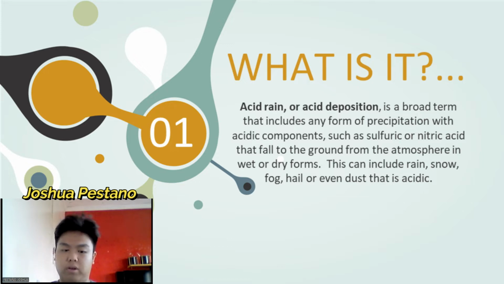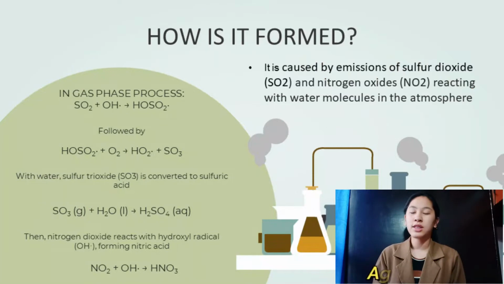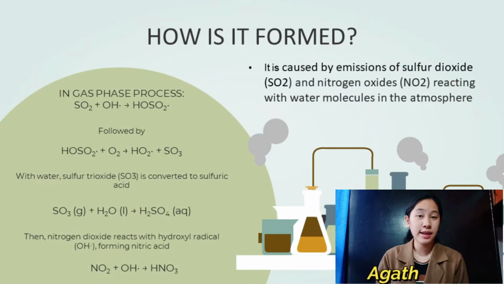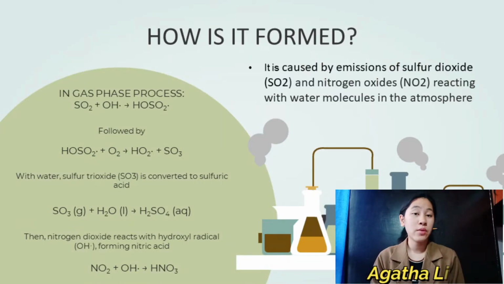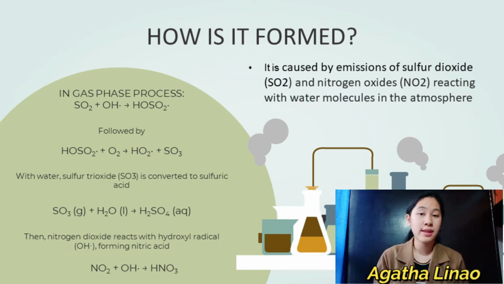It is a form of precipitation that's unusually acidic, meaning it has low pH and is high in hydrogen ions. It is caused by emissions of sulfur dioxide and nitrogen oxides reacting with water molecules in the atmosphere. The main sources of sulfur and nitrogen compounds are man-made, but nitrogen oxides can be naturally made by lightning and sulfur dioxide by volcanic eruptions.